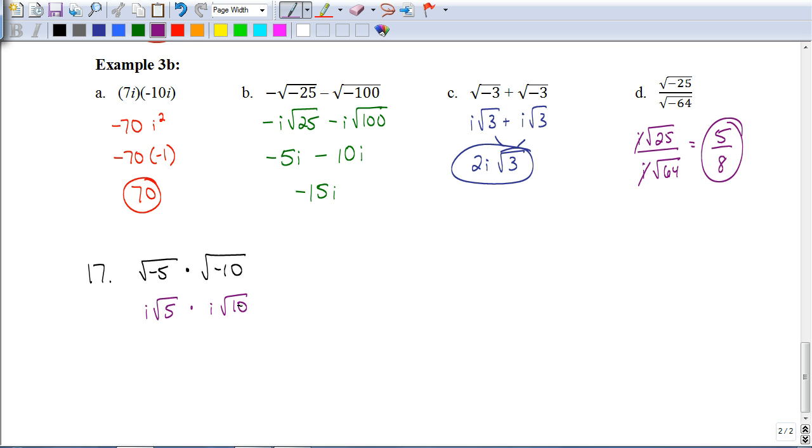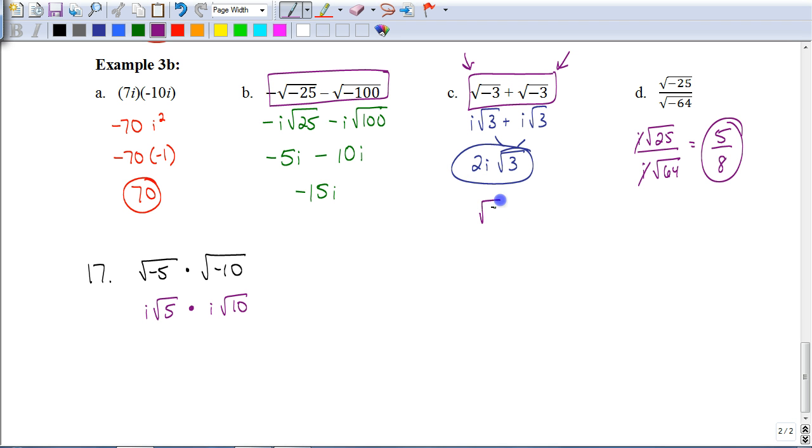Now I can't take the square root of 5, I can't take the square root of 10, so I'm going to have to multiply these together. Previously, when we were adding or subtracting square roots, we always wanted to look to see if they could be simplified. In example C, the only way to add these together is if what's under the radical is the same value. Having the square root of 3 and the square root of 3 here, I can add those together.